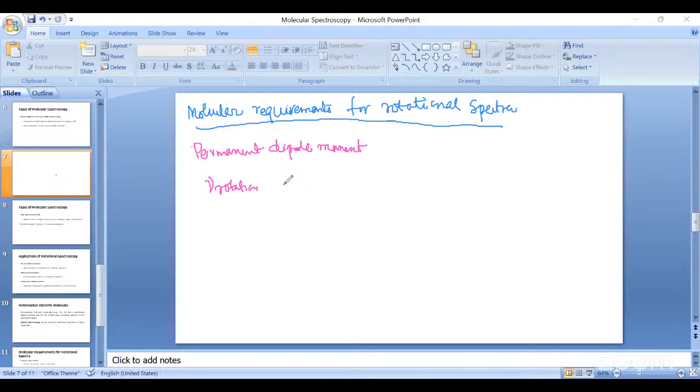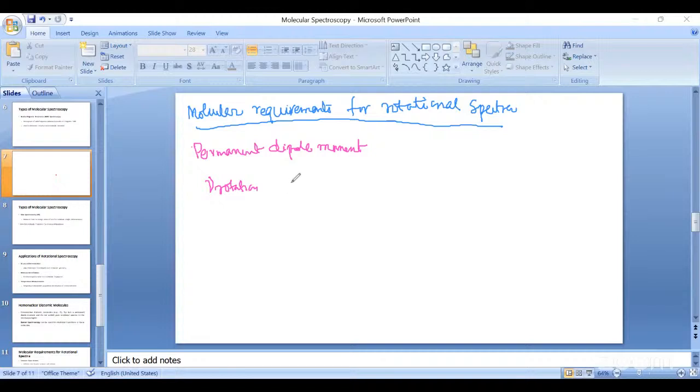In the case of homonuclear molecules, they have no dipole moment, and hence there is no emission of infrared radiation. In the case of heteronuclear molecules only, whenever they are rotating, they emit certain radiation, and that radiation has a certain frequency, which we will call the new rotation.